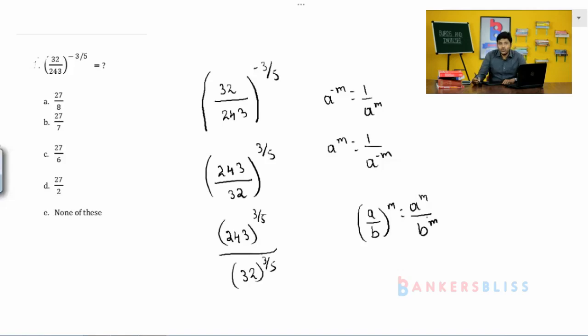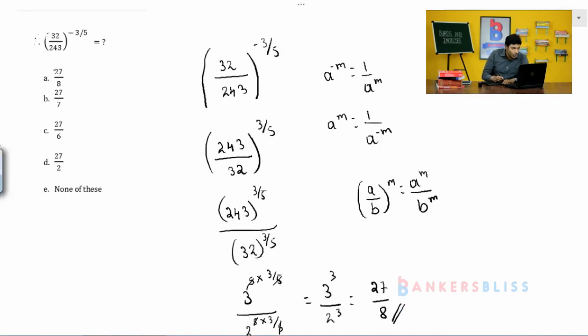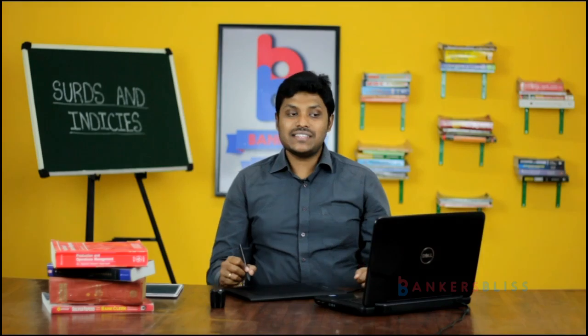So this is one rule, and you can adopt this rule. So 243 we can write as 3 to the power of 5, because in the power we have to cancel the denominator. So 3 power 5 into 3 by 5, divided by 2 power 5 into 3 by 5. So 5 got cancelled. So ultimately 3 cube by 2 cube you got, which is equal to 27 by 8. So the answer is 27 by 8. That is option A. 27 by 8 is the right answer.